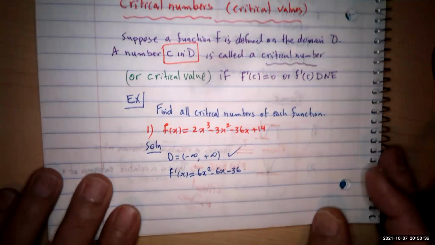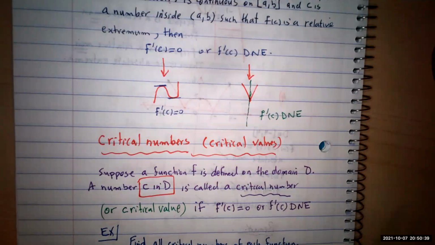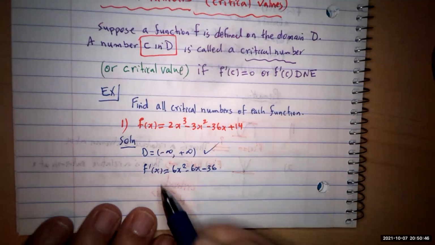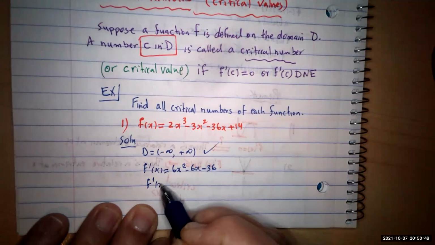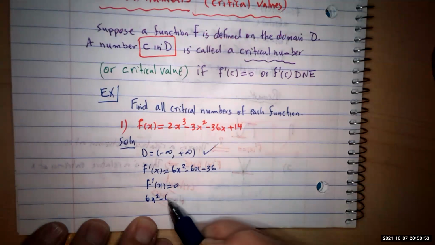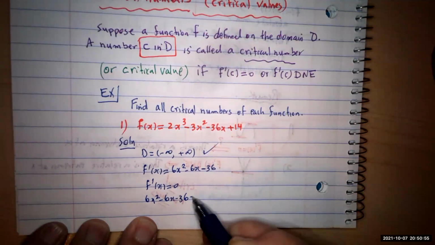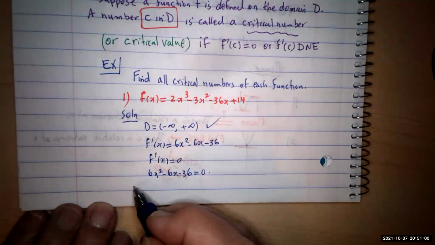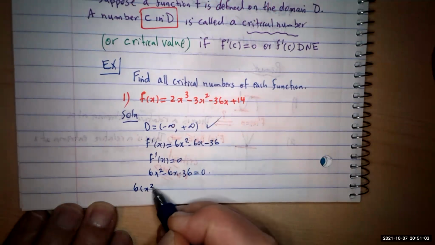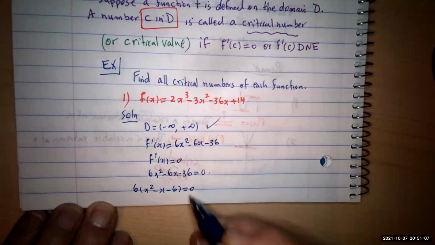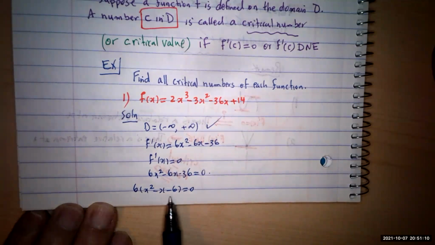So the function is differentiable. So you have only case 1, you see, 2 cases: f prime of c equal to 0, or f prime of c does not exist. You are not going to have the second part. So let f prime of x equal to 0. Solve this equation: 6x squared minus 6x minus 36 equal to 0. Factoring, the common factor is 6. We pull out the 6. x squared minus x minus 6 equal to 0. Carry on, factor it again.